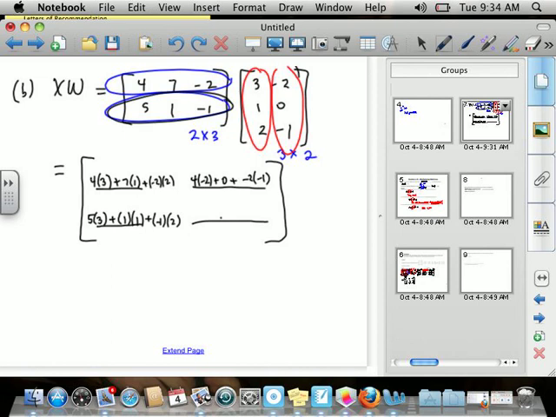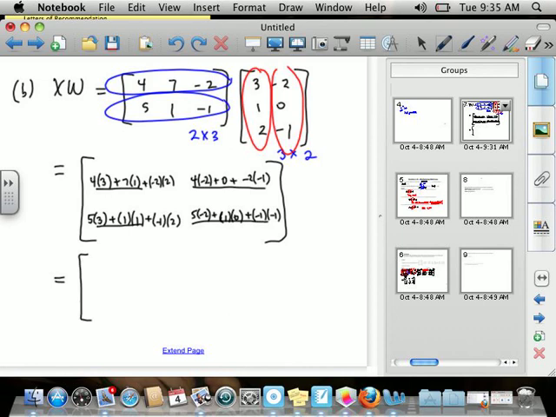Okay, and then my last spot, I'm going to use the second row, second column. So I have 5 and negative 2 plus 1 and 0, which is just 0, and negative 1 and negative 1.